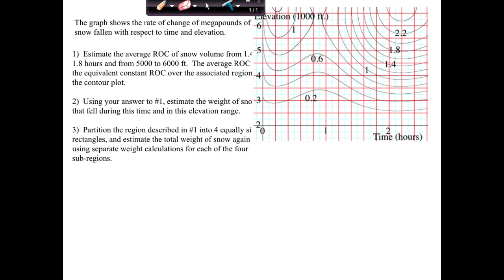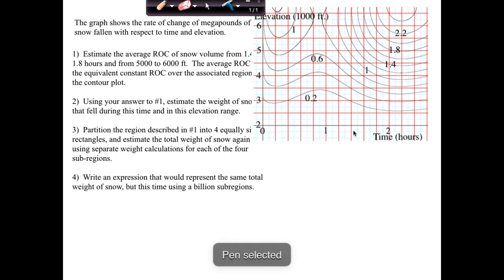Okay, we did that. So now I want you to write an expression that would represent the same total weight of snow, but this time using 1 billion subrate regions. Same weight of snow. So how much time do we have left? 9 minutes. Can we do 1 billion in 9 minutes? Everyone does 10 million each. Okay, yes, Richard, thank you. That's teamwork makes the dream work, right?